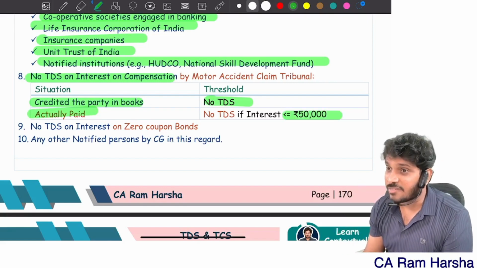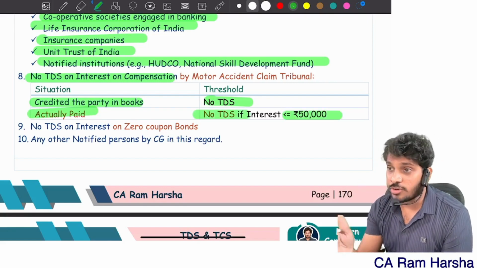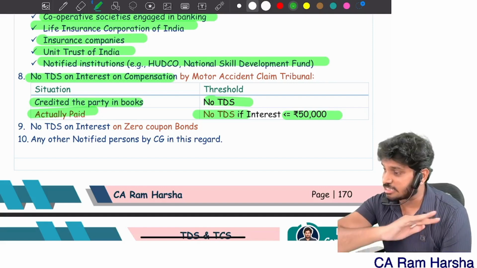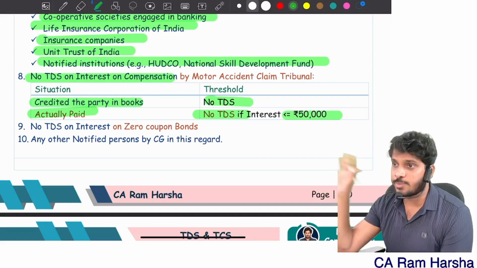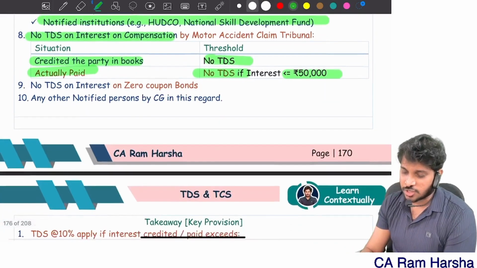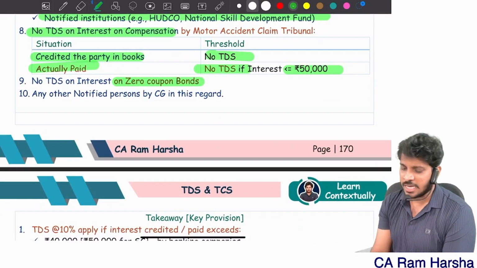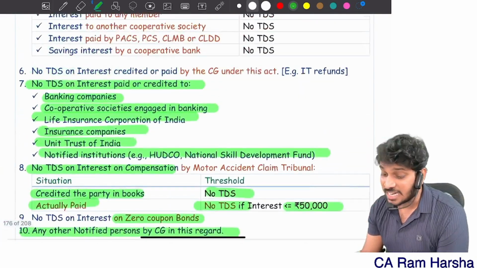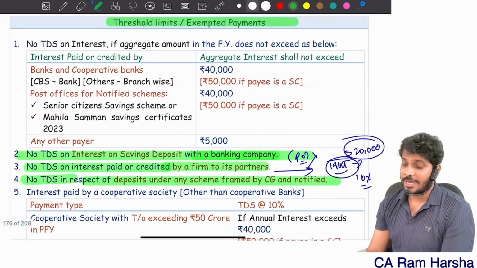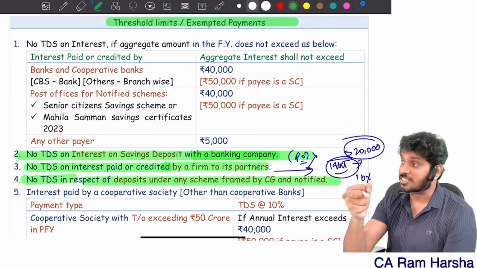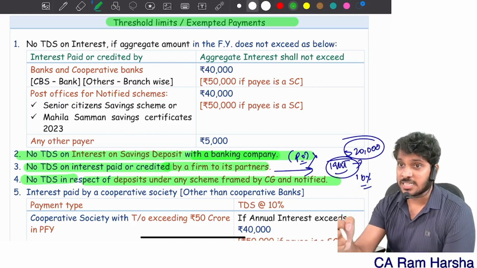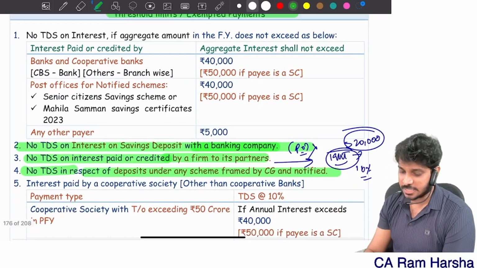Threshold limit is 50,000. Up to 50,000, no TDS. But if it crosses 50,000, straight away on the entire amount, TDS will apply at what rate? 10%. Zero coupon bonds, no TDS. Any other notified, no TDS. Now let's discuss interest paid by banks. Interest paid by banks, interest paid by societies we will discuss.